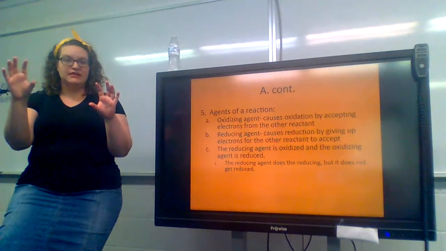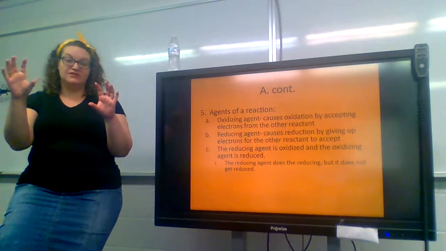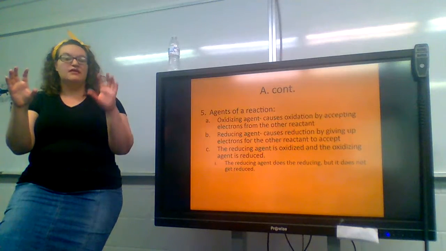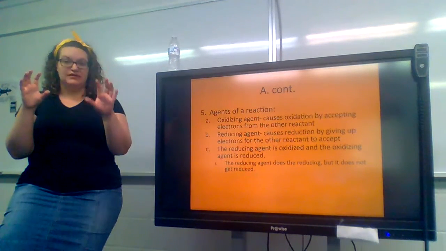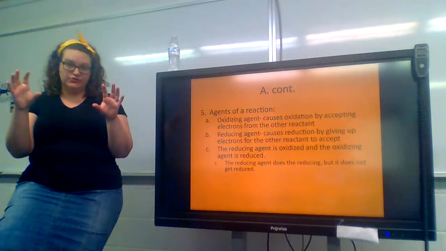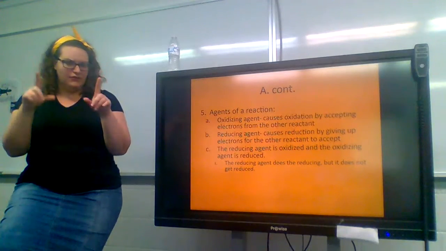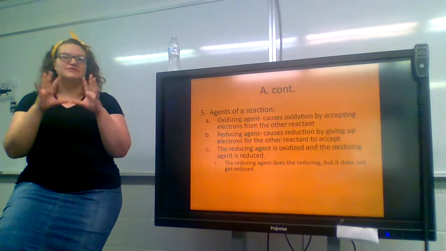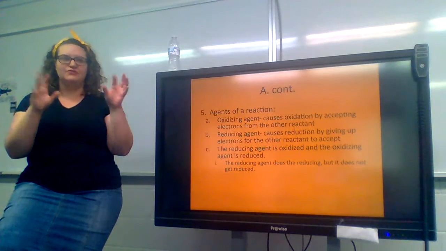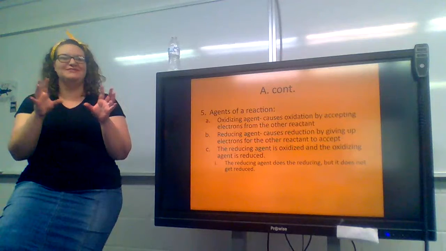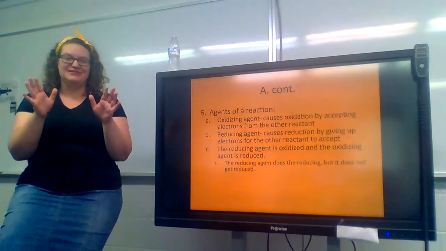So, the oxidizing agent is the atom that's going to receive the electrons. The reducing agent is the atom that's going to lose the electrons. Atom 1 and atom 2. Okay? Hopefully that doesn't confuse you. Sometimes I get confused if I don't use my hands and figure it out. So hopefully it doesn't confuse you guys too.